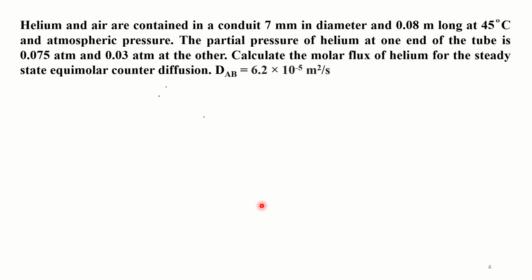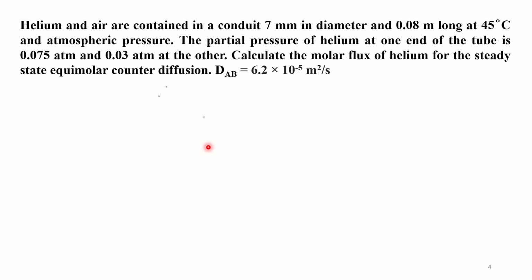Problem statement. Helium and air are contained in a conduit 7 mm in diameter and 0.08 meter long at 45 degrees Celsius and atmospheric pressure. The partial pressure of helium at one end of the tube is 0.075 atmosphere and 0.03 atmosphere at the other. Calculate the molar flux of helium for the steady state equimolar counter diffusion. DAB is 6.2 into 10 power minus 5 meter square per second.